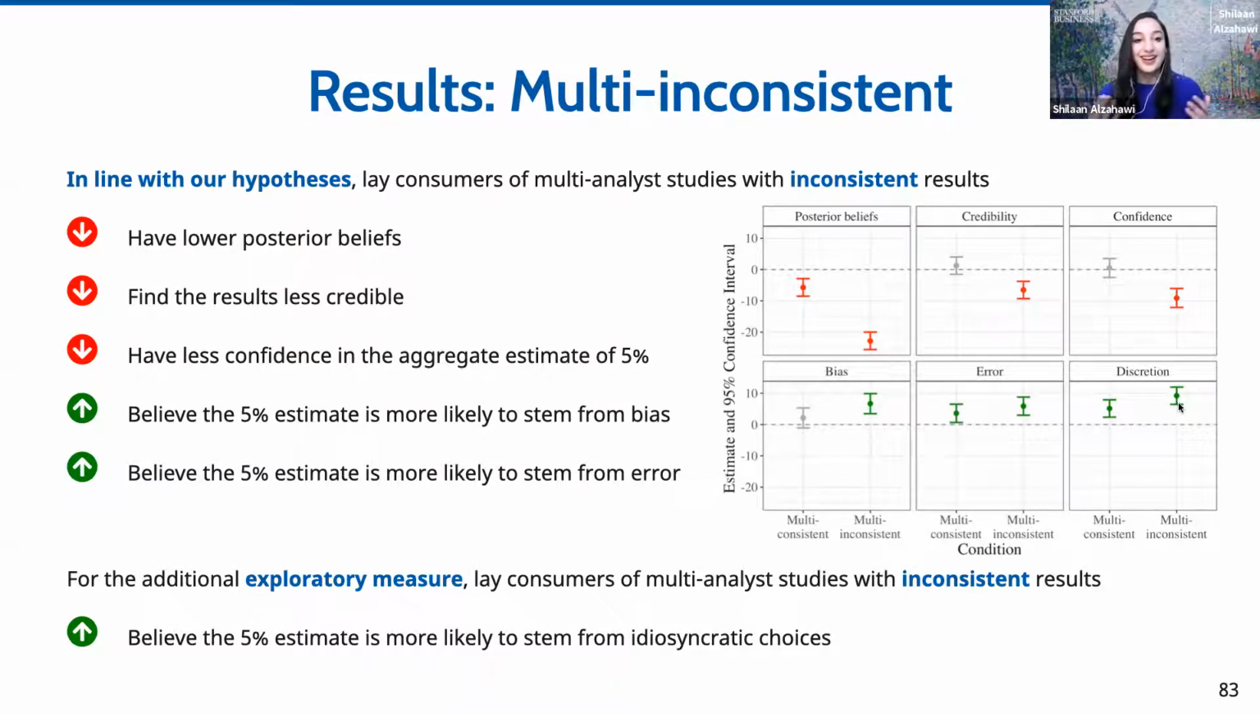Now, this was all in line with our hypotheses. Of course, we expect that people who see a group of people disagree on something and report highly variable estimates, we expect certain backlash, and this is, in a way, a normative response. It's how I would respond too.